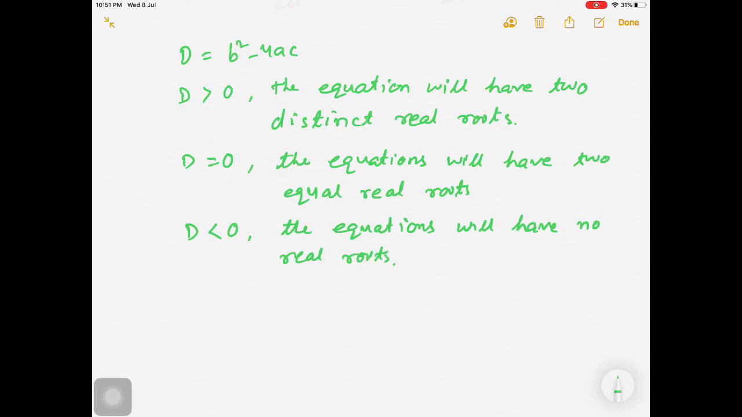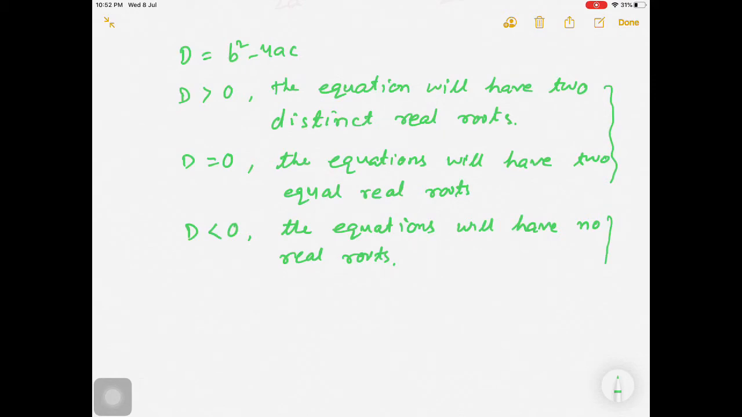So these are the three conditions by which we can know the nature of roots. D may be greater than 0, D may be equal to 0, and D may be less than 0. I think there is no other condition that can be applied here. So from these three, in the first two cases, we have real roots. In the first case, we have distinct real roots, and in the second case, we have equal roots. And in the third case, we found that there is no real root.